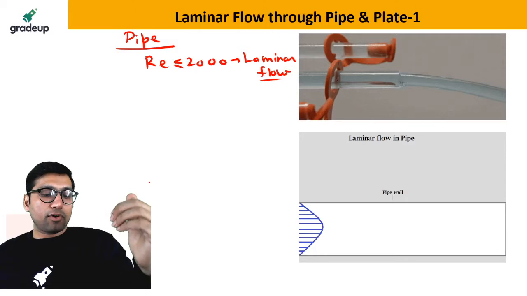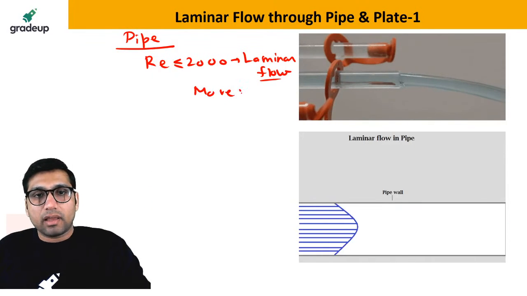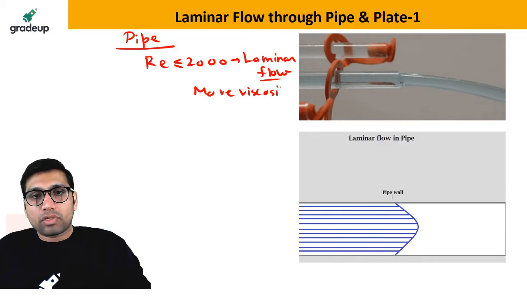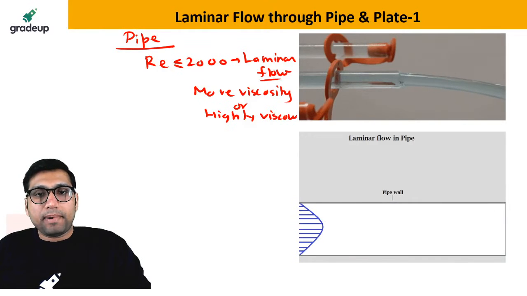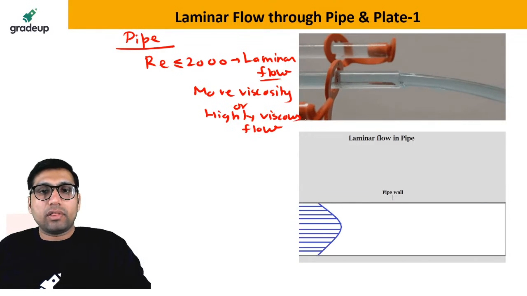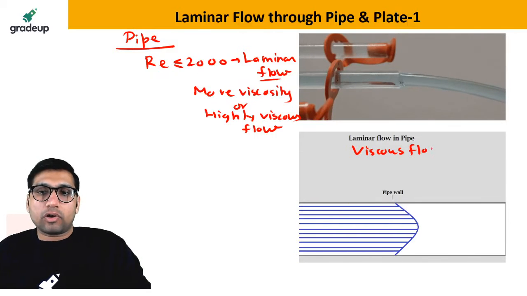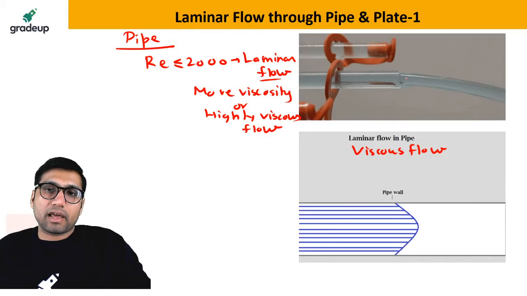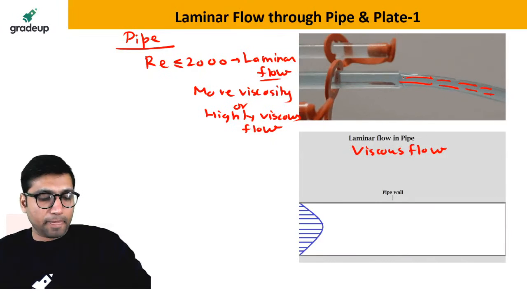Laminar flow is a flow characterized by more viscosity, a highly viscous flow, or we can simply say that laminar flow is also called viscous flow. This is how the fluid particles will be flowing in laminar flow, perfectly streamlined.